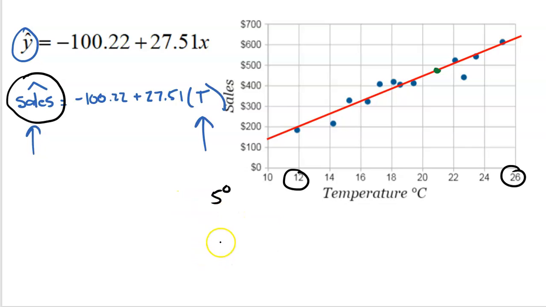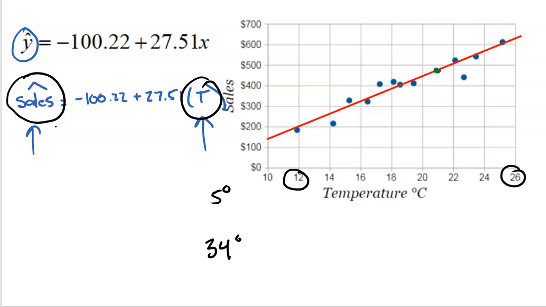Another example could be somebody says, hey, boy, it's going to be really hot tomorrow, 34 degrees. What is the sales of ice cream for 34 degrees predicted? I should not do it. Listen, can I do it? Yeah, I could plug 34 in for temperature. I could get a predicted sales. But would I recommend doing that? Absolutely not, because of extrapolation.